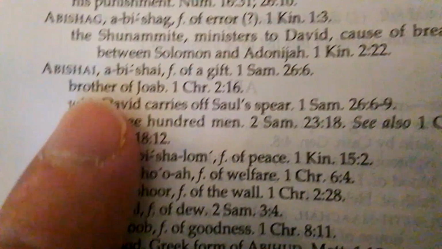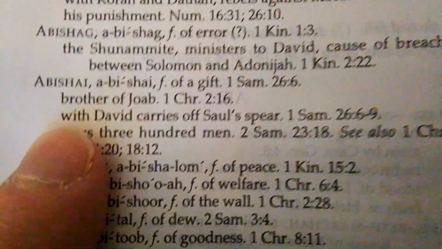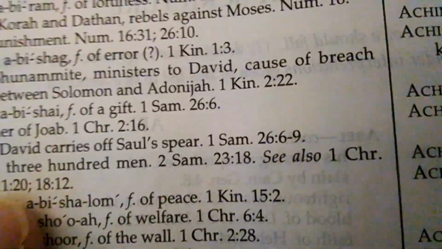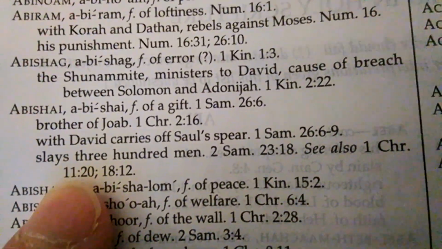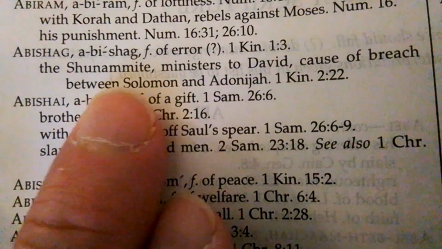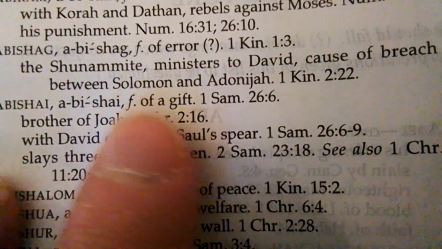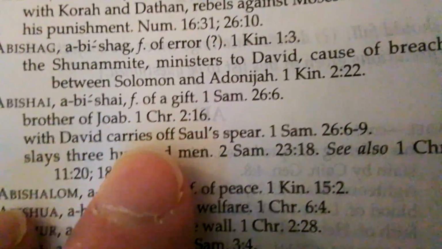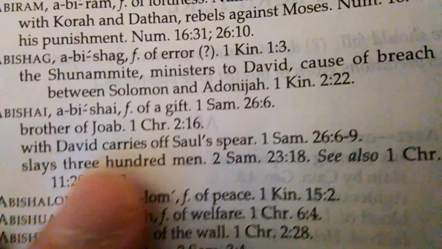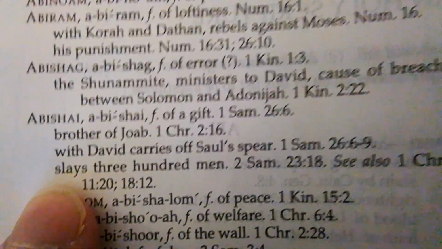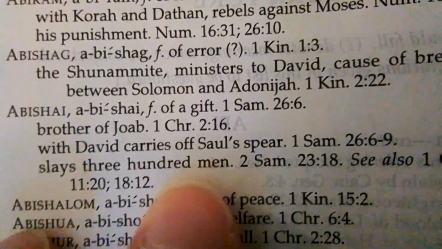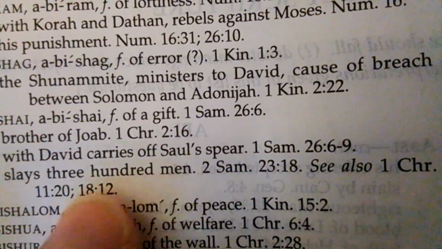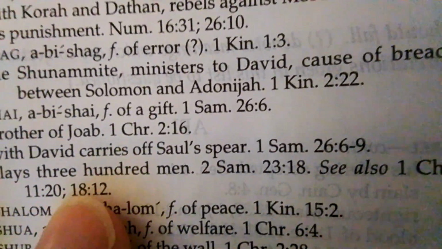several places where you can find the person, and notice the cross-references as well. So you can go all the way back in those cross-references and find that person, and also notice that of a gift, brother of Jacob, with David carries off Saul's spear, slays hundreds, 300 men, and then see also 1 Corinthians 11:20 and 18:12.